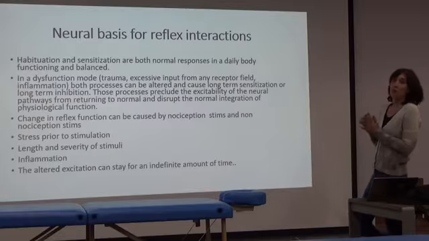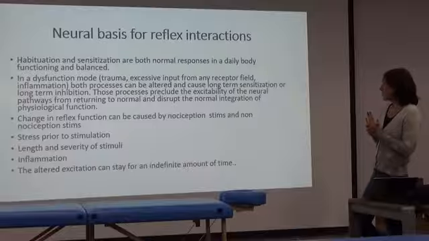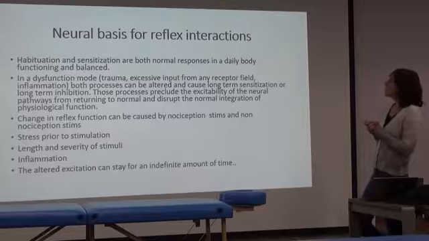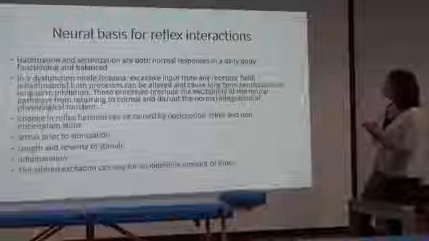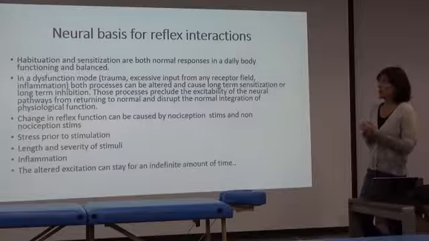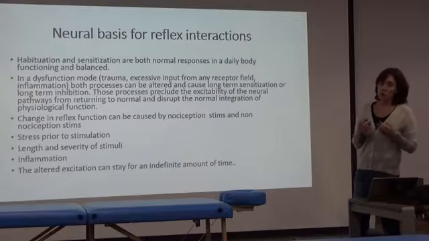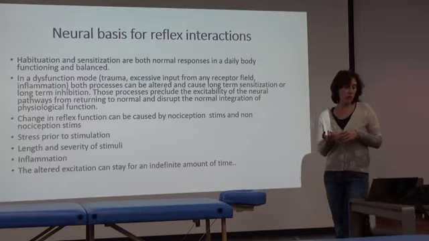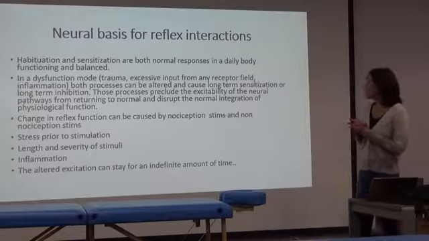So when we've got dysfunction mode, meaning altered reflex, a trauma, excessive input from any receptor field, inflammation, all kinds of systems can be altered and cause long-term sensitization or long-term inhibition. Those processes preclude the excitability of the neural pathway from returning to normal and disrupt the normal integration of physiological function. Again, when we have sensitization or long-term inhibition, meaning excessive amount of glutamate produced for a long time, we have a problem, and when we have a lack of glutamate, we have a problem.